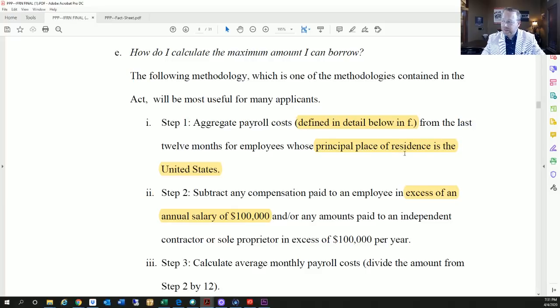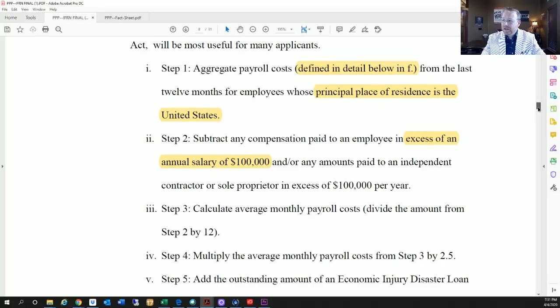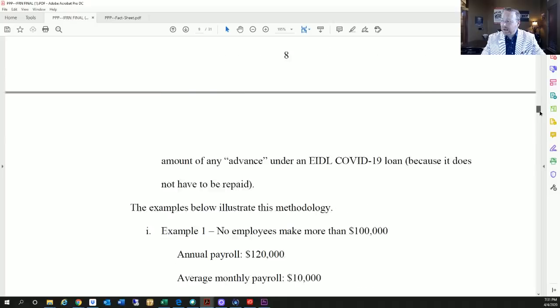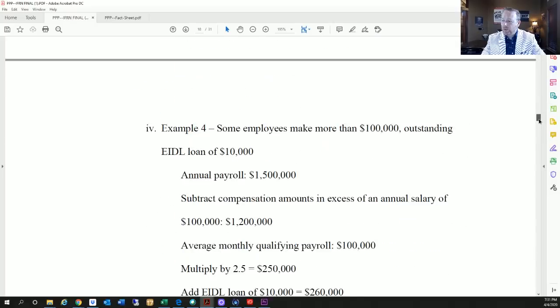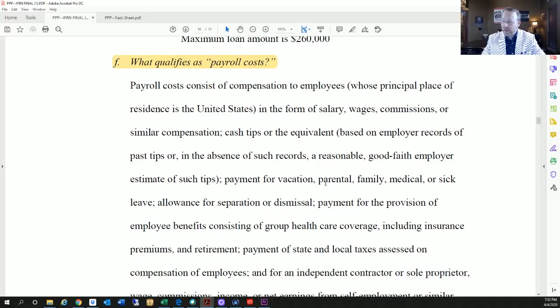In that video, I think I went through pretty clearly what are the wages that can be included. And in this, it said defined and detailed below in F. So when it's talking about the wages that are included that determine how much you can borrow, then if you scroll on down to F, it says here's what qualifies as payroll costs. Okay, you go through all that stuff.